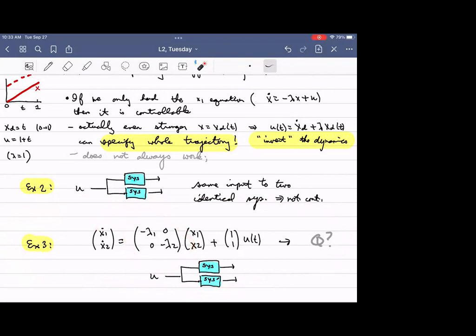Is it controllable? Remember what this is asking. Notice that the coupling here is identical, so it's one and one. The input is getting coupled to these two independent systems, and the only thing that's different about them is that they have different time constants. They relax at different rates. So my question to you is, let's say at time zero, x1 and x2 are zero, and at time one, I want them both to equal one. Can I design a u of t that makes that happen?